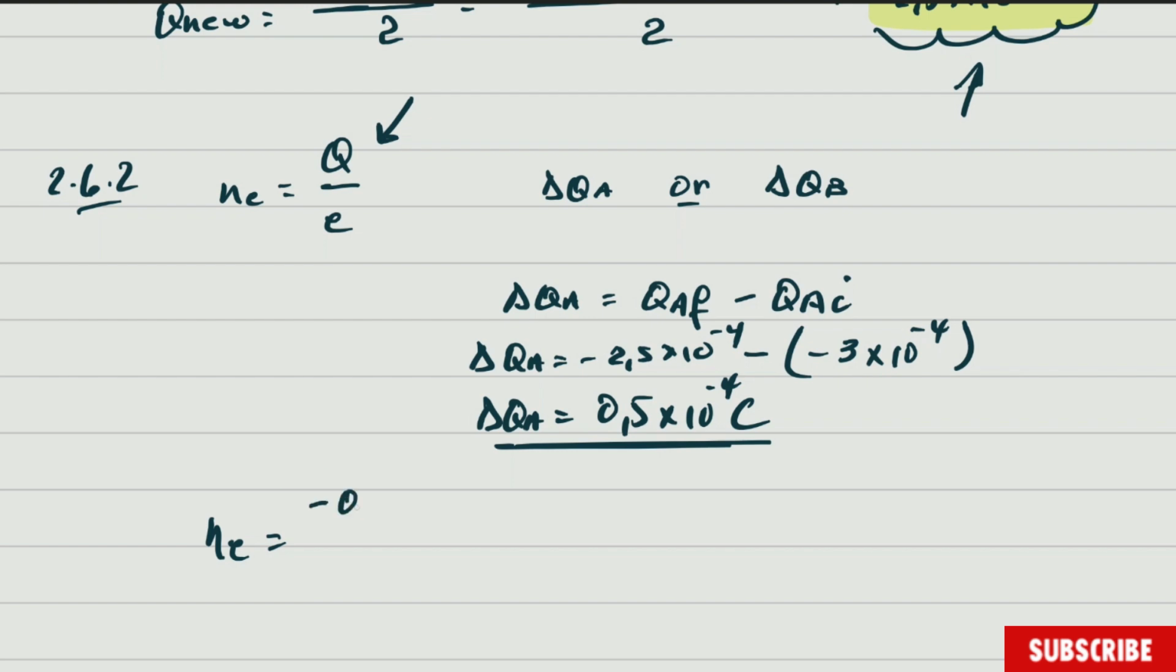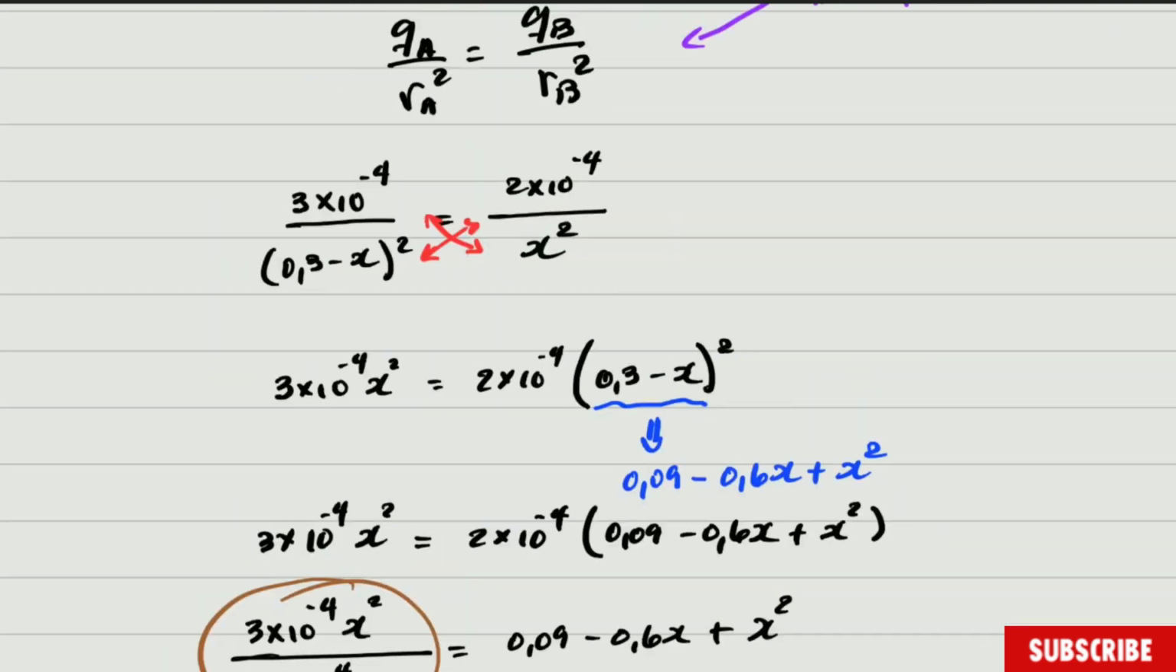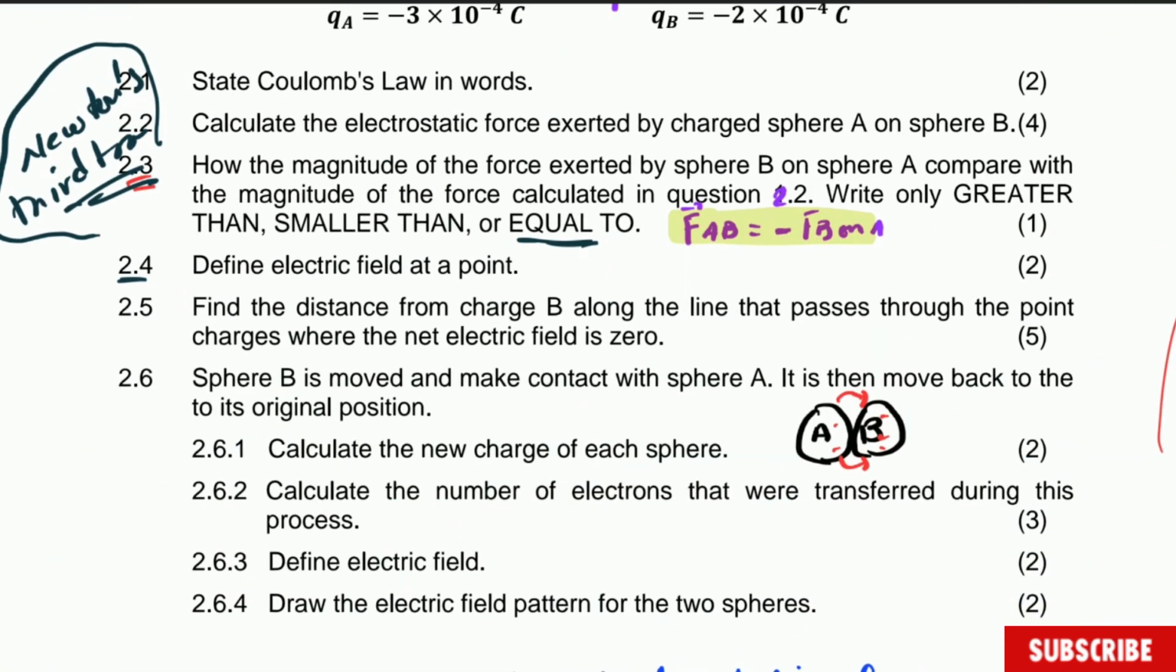So it will be minus 0.5 times 10 to the minus 4 divided by the elementary charge, which is minus 1,6 times 10 to the minus 19. When you calculate this, you get 3,13 times 10 to the 14 electrons transferred. This question is a tense question, but it's a very good question. That's why I placed it in this specific grade 11 question paper.